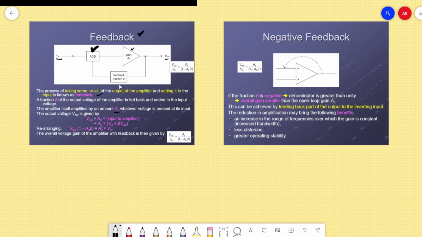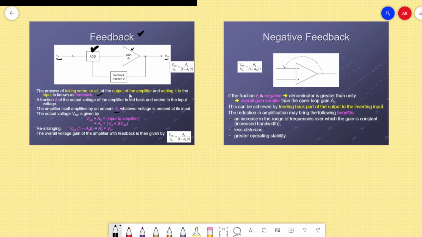When you are using this operational amplifier, you are going to amplify the signal. The ideal amplifier has infinite gain, and the real open loop amplifier has 10 to the power 5 as the value of the gain. So this gain is denoted by A naught.